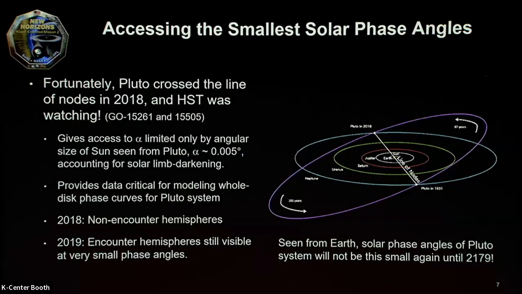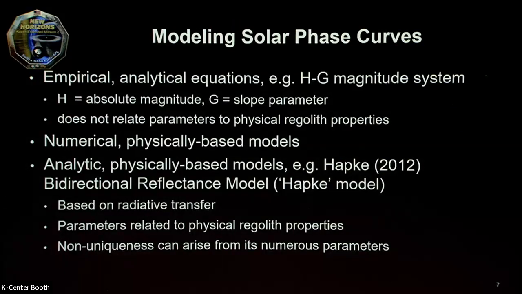In 2018, at the time of opposition, the non-encounter hemisphere of Pluto was visible, but in 2019, the following year, when the system was at opposition, the smaller phase angles were still visible of the encounter hemispheres. And we will not be able to do this again until 2179. So it's going to be a long wait to look at this system from Earth at phase angles this small.